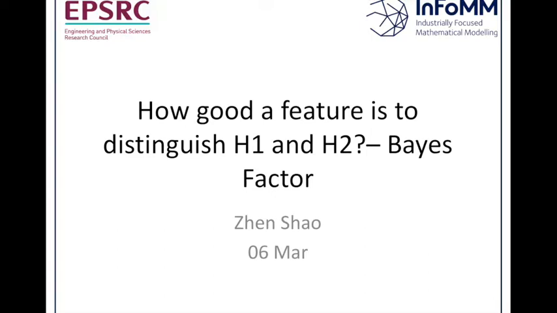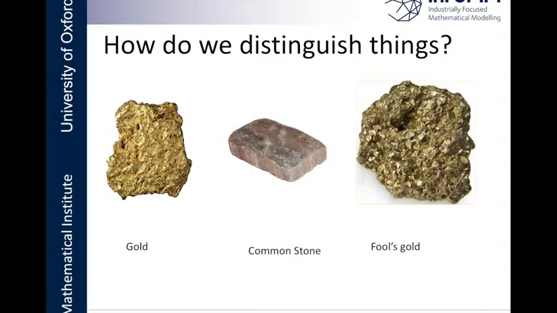Hi, my name is Chen, and today I'm going to talk about Bayes factor, and this will answer the question: how good a feature is to distinguish H1 and H2, where H1 and H2 are two competing hypotheses. A real-life example is given in how good a feature is to distinguish whether an object is gold or not.